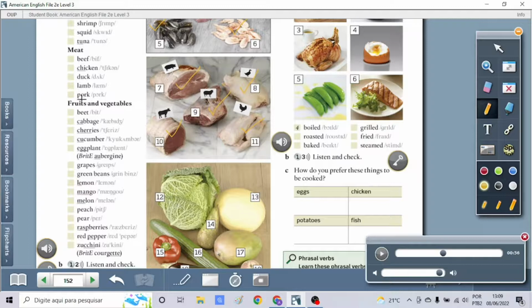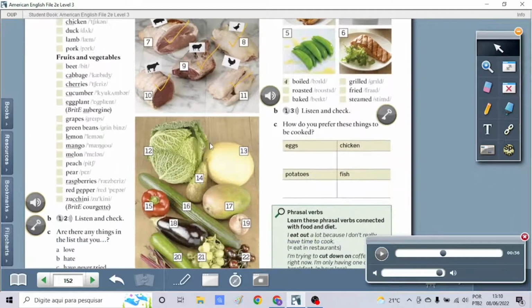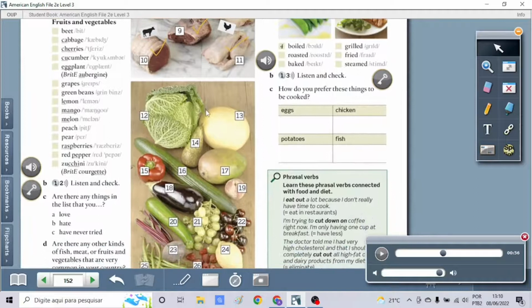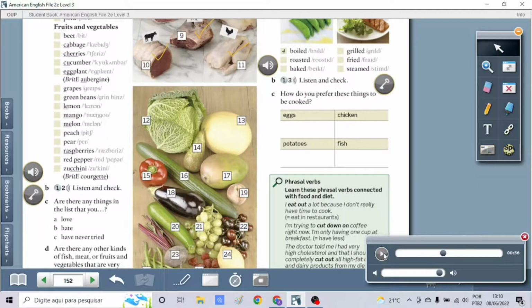Okay, I hope you got it. Now let's go to the meat. Great. Notice that pork is the meat, okay? Pork. And pig is the animal when it is alive, okay? Now let's go to the fruits and the vegetables.